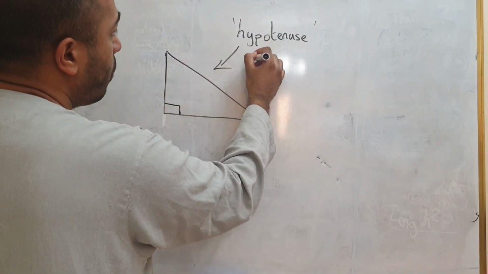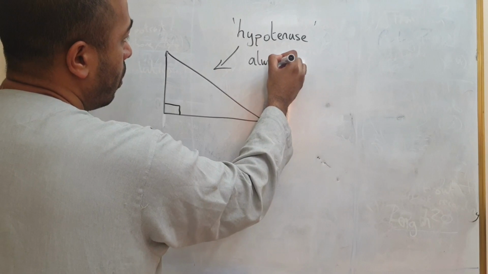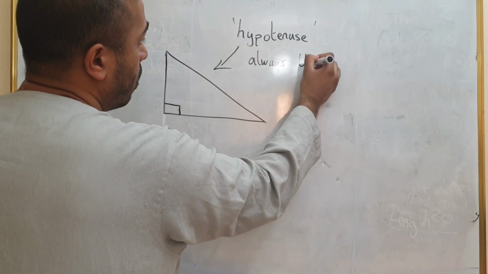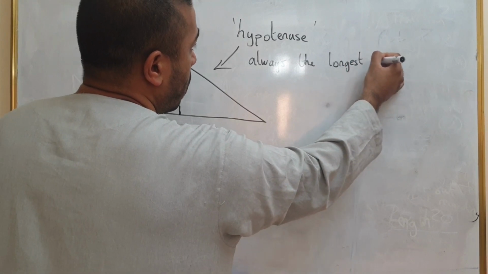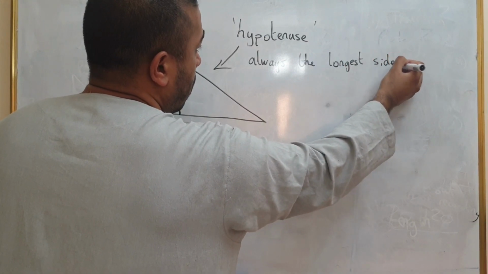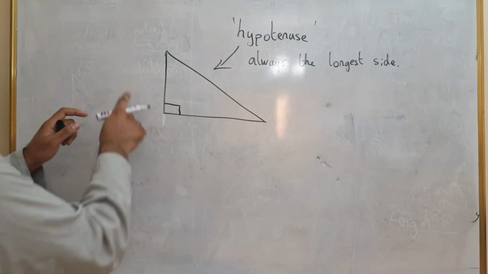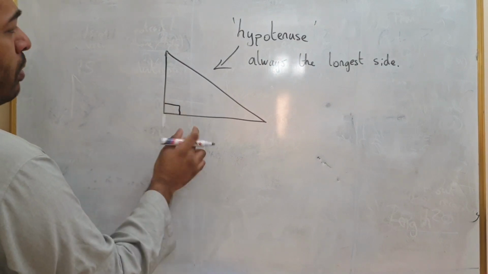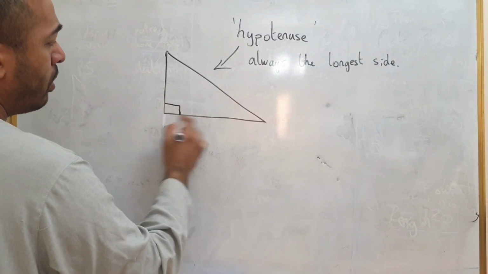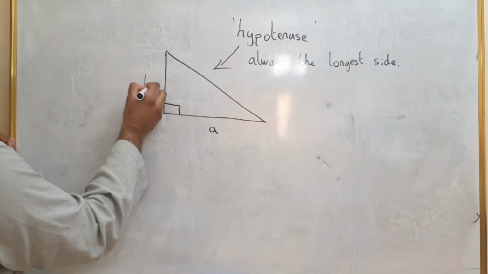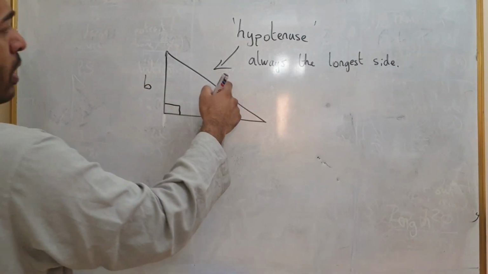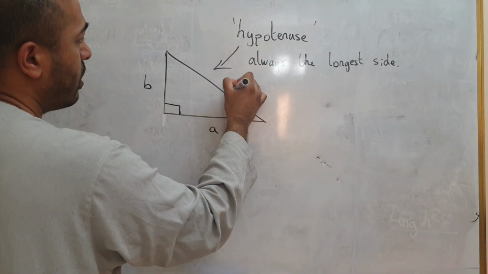And this is always the longest side. The other two sides, you can label them A and B. So I usually label the base as A and the height as B. And this side, the hypotenuse, is always going to be C.